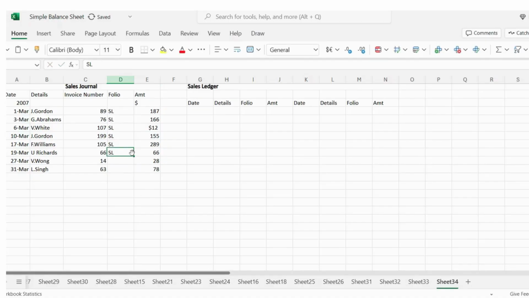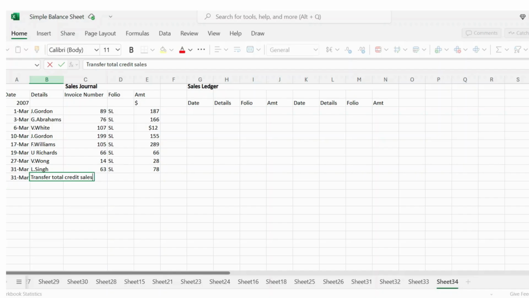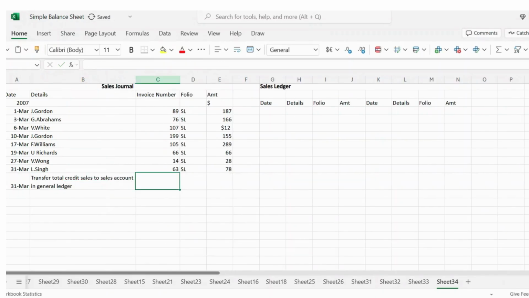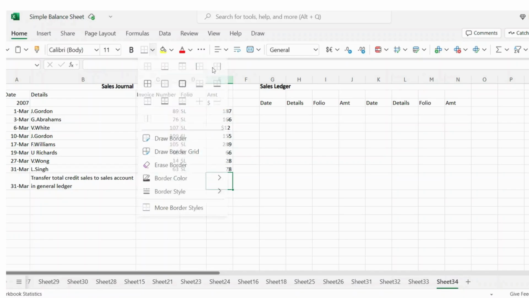Now remember what we should do at the end of the month. We should transfer the totals to our general ledger. So it's transfer total credit sales to sales account in general ledger, right? And we're going to total this column.